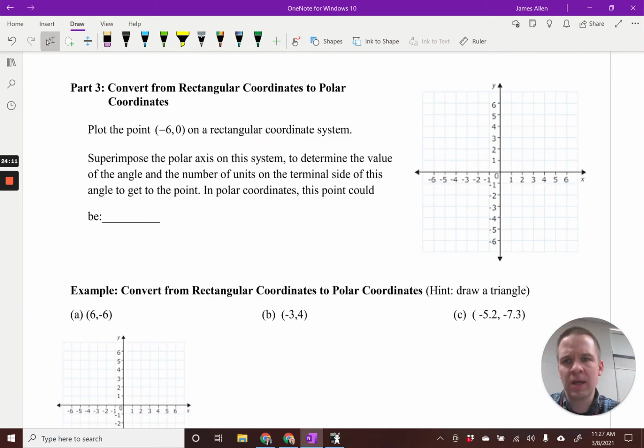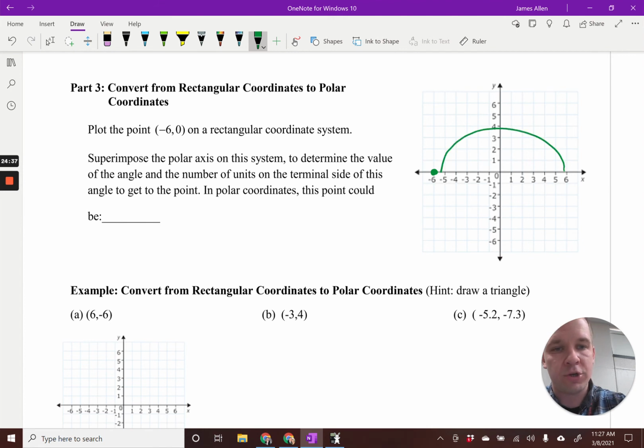Okay? All right, convert from rectangular coordinates to polar coordinates. We want to plot the point -6, 0 on a rectangular coordinate system. So -6, 0 would be right there. Now it says superimpose the polar axis onto the system to determine the value of the angle and the number of units on the terminal side of this angle to get to the point. So in polar coordinates, what would this be?